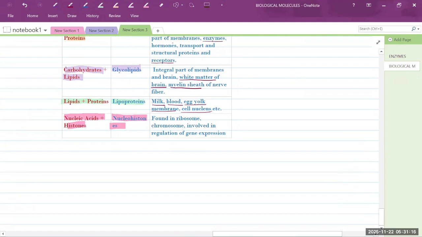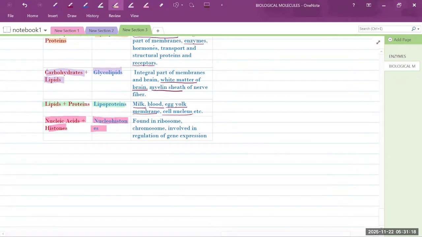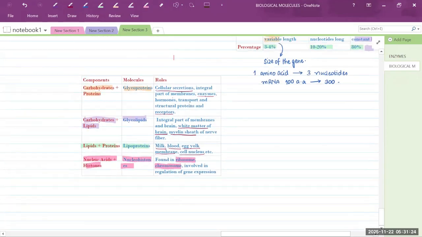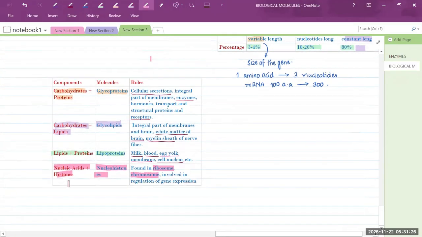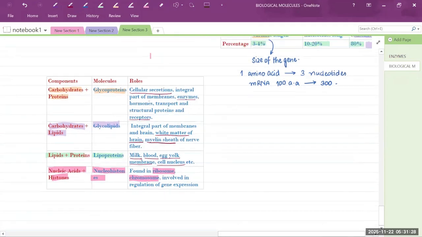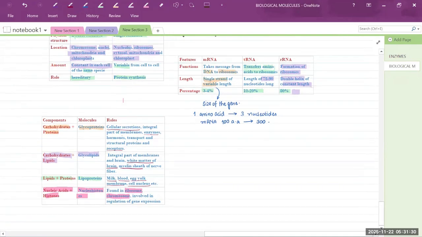Okay. We have nucleohistones. They are found in the chromosome, involved in regulation of gene expression. Because as you can see, histones are part of DNA, and then we have nucleic acids. So they are involved in regulation of gene expression. That brings us to an end of biological molecules.